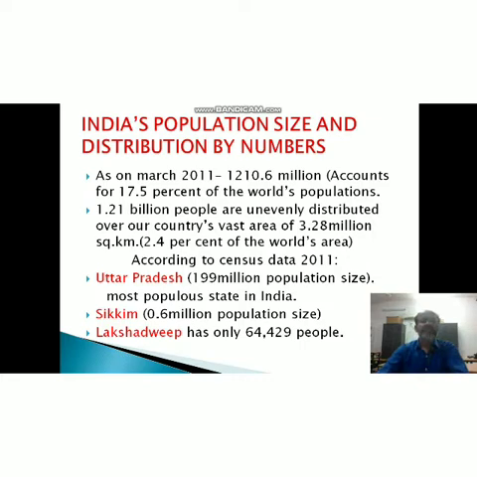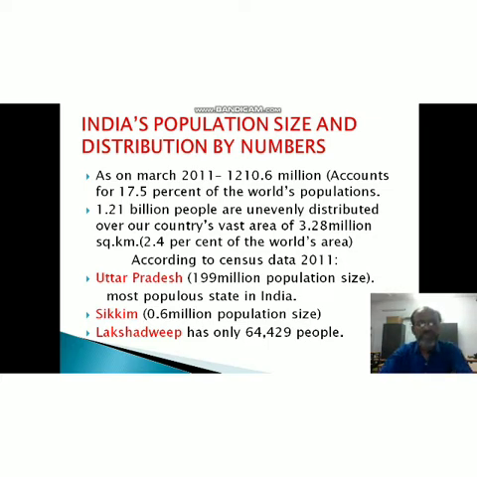India, population size and distribution by numbers. As we know, in March 2011, the total population of the country was 121 crore. That means it was 17.5% of the world population, and 1.21 billion people are unevenly distributed over our country's vast area of 3.28 million square kilometers. The total area of the country is 2.4% of the world's area according to census data 2011.